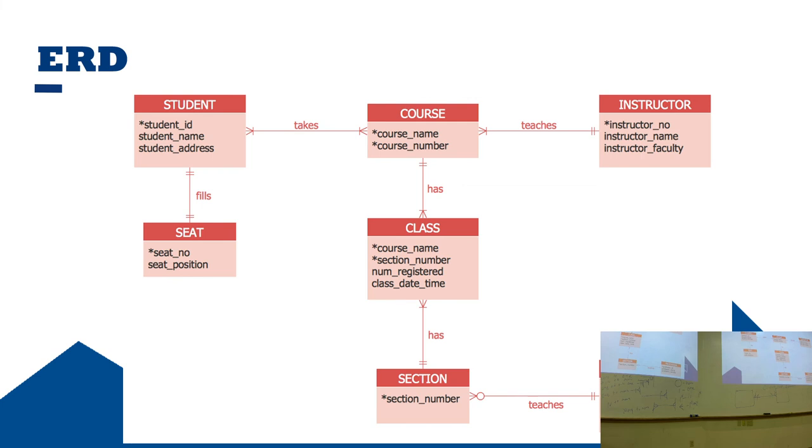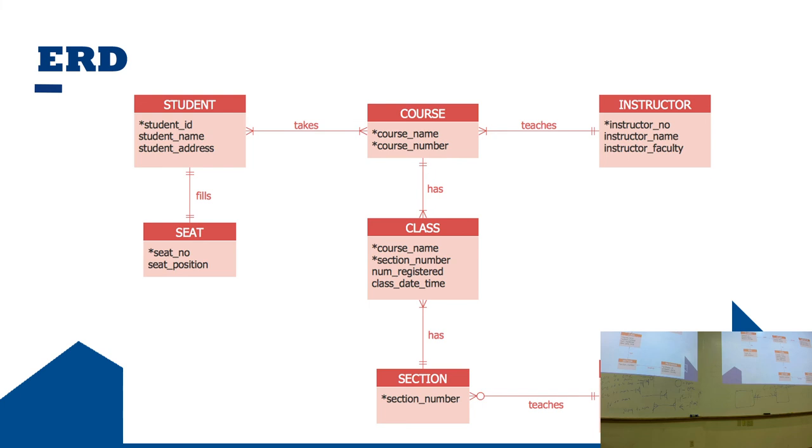Okay, and you always read these, by the way, as like, section is taught by one and only one professor. Professor teaches zero to many sections. That's how you read them. Does that make sense? So professor is teaching zero to many sections. Section is taught by one and only one professor. Make sure you understand that as well.